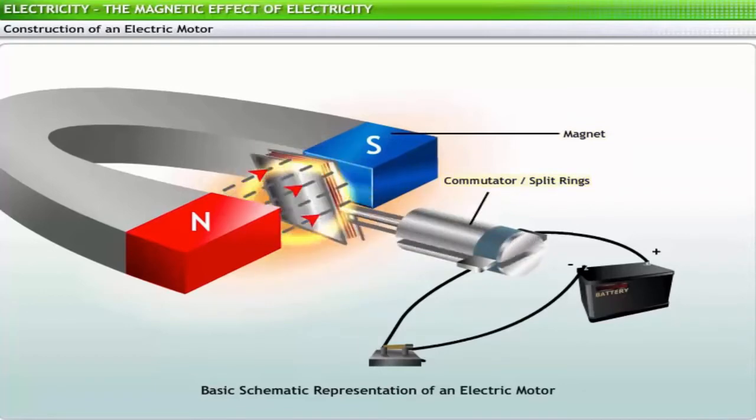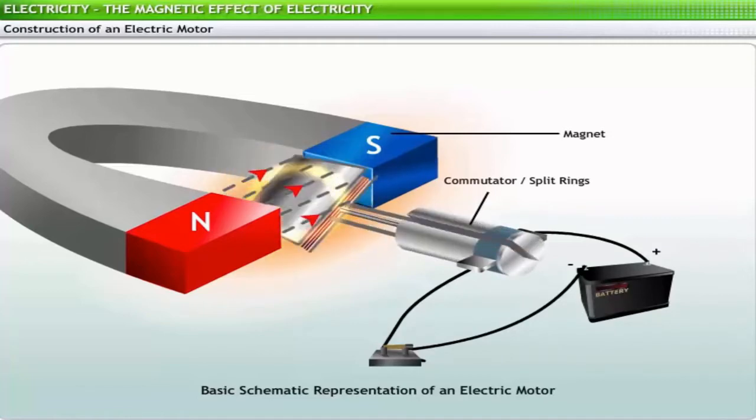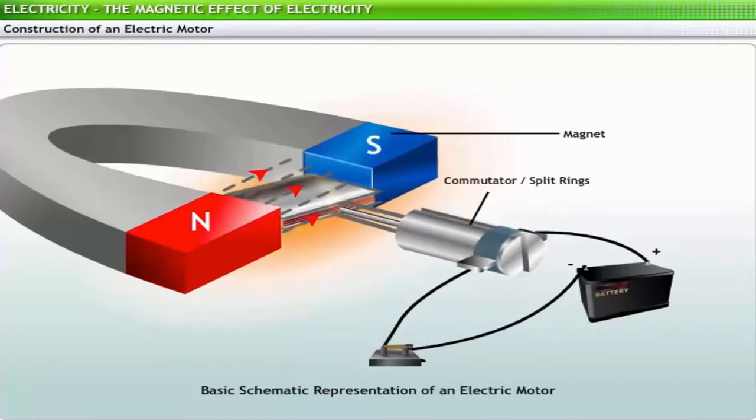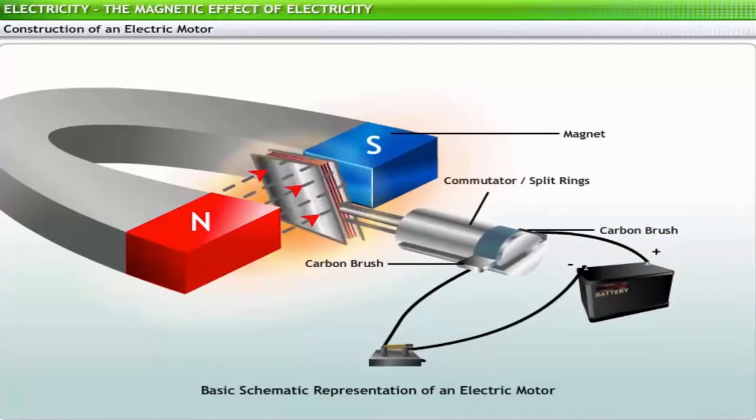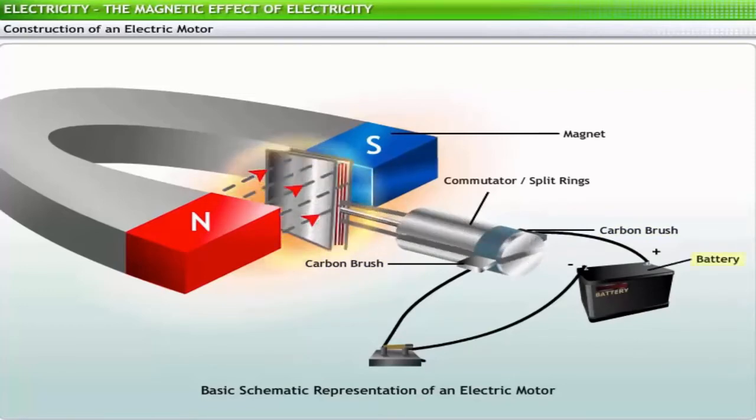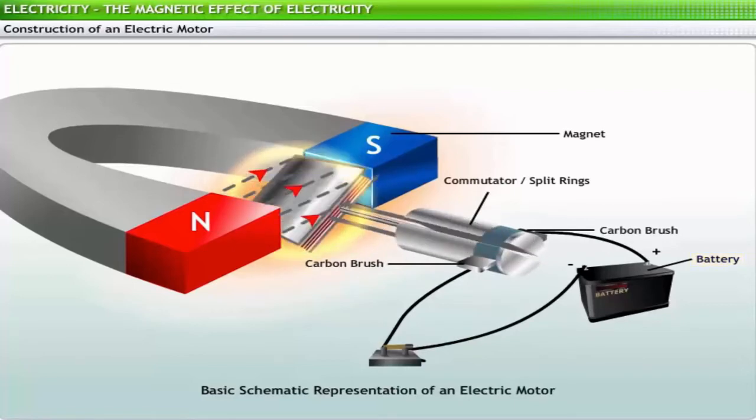A commutator, which is a metal ring split into two and is also referred to as split rings. This commutator is connected to the two ends of the coil. The shaft passes through the center of the commutator. 2 carbon brushes tightly fixed to the 2 split rings connecting them electrically to the coil. A battery that provides electrical energy to the motor.